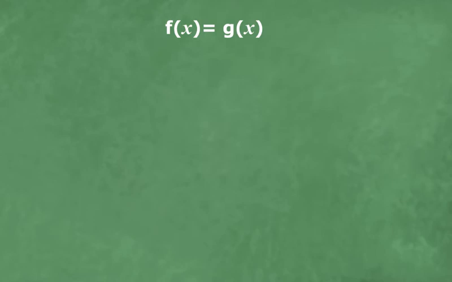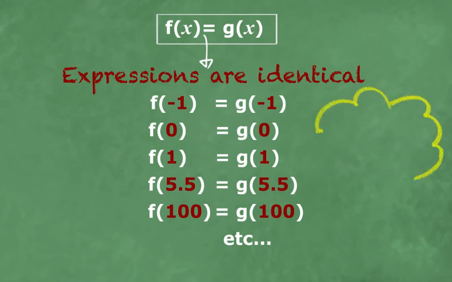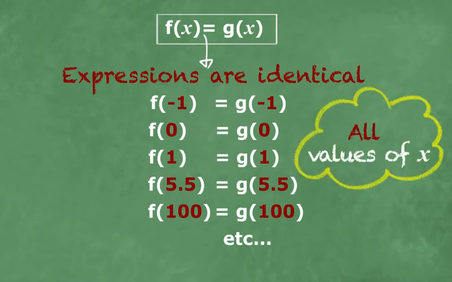Now we've learned that if two polynomials are equal, the polynomials are identical. As such, the values of the two polynomials are equal for all values of x.